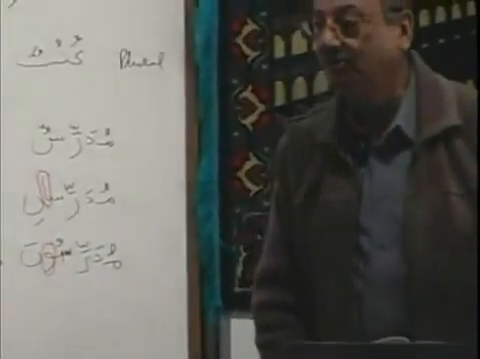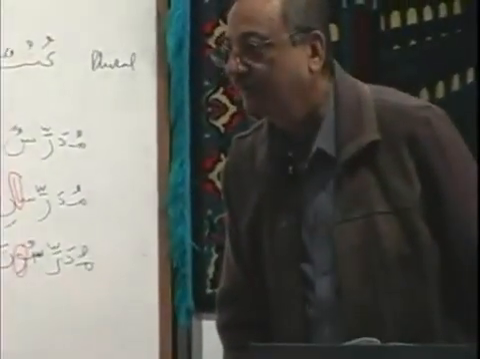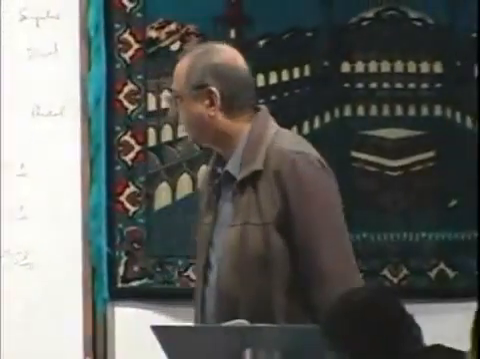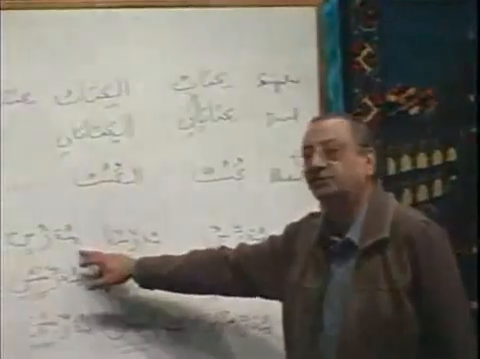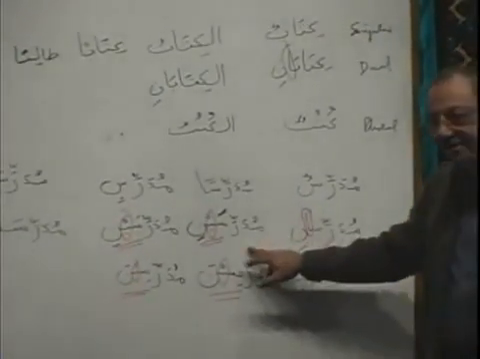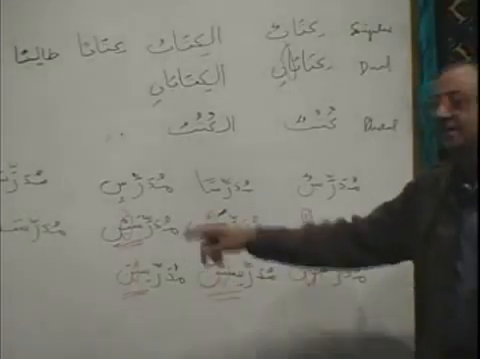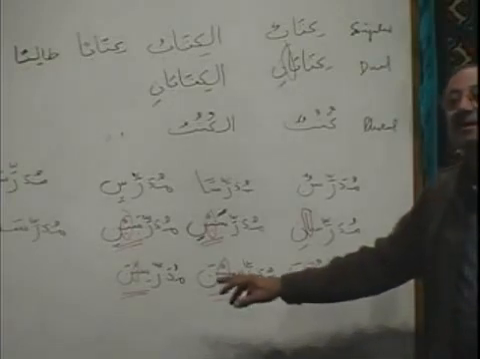Next one, brother. Najihun. What is the meaning of Najihun? Successful, one who is successful. Najihun, Najihan, Najihin. Najihatun, Najihatan, Najihatin. Najihani, Najihaini, Najihaini. Najihatani, Najihataini, Najihataini. And then Najihuna, Najihina, Najihina. Very good, brothers and sisters.